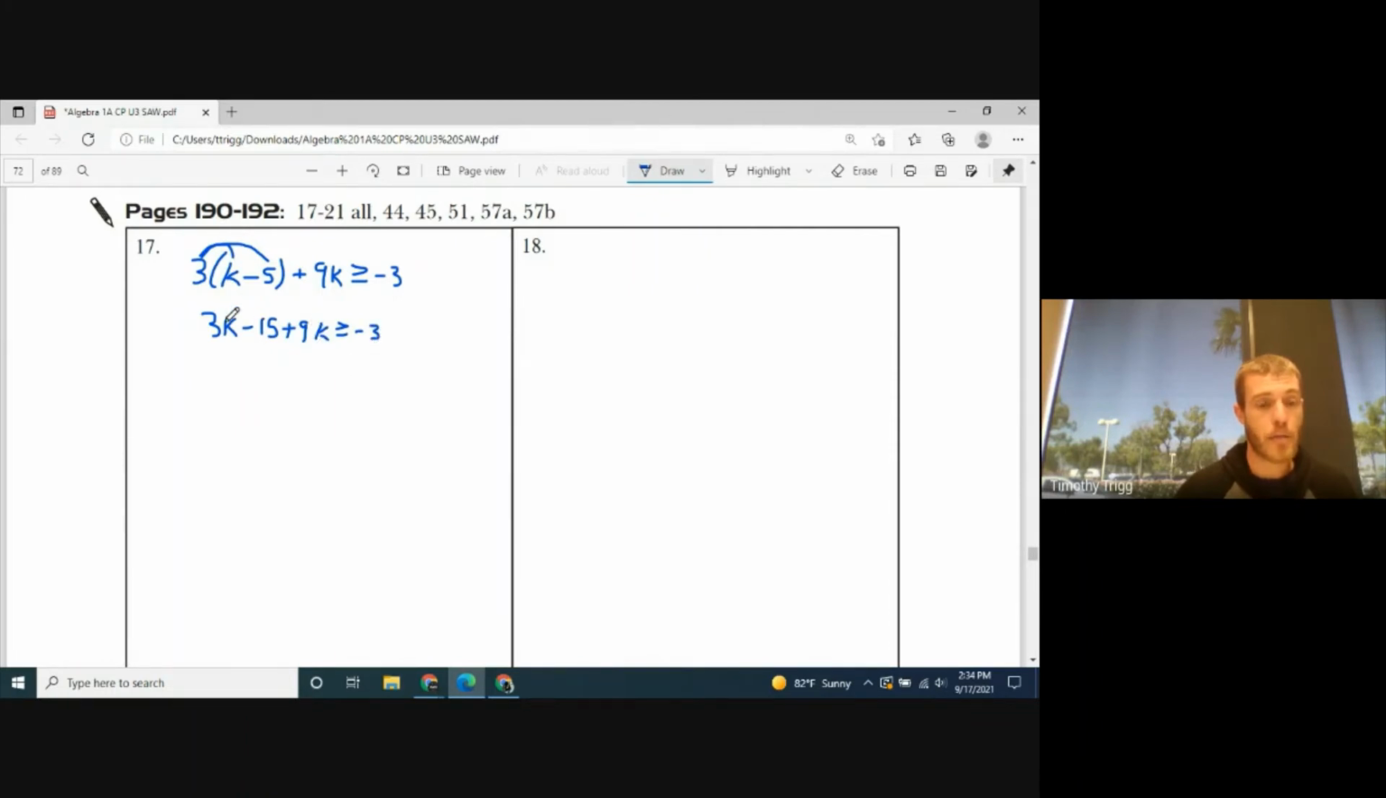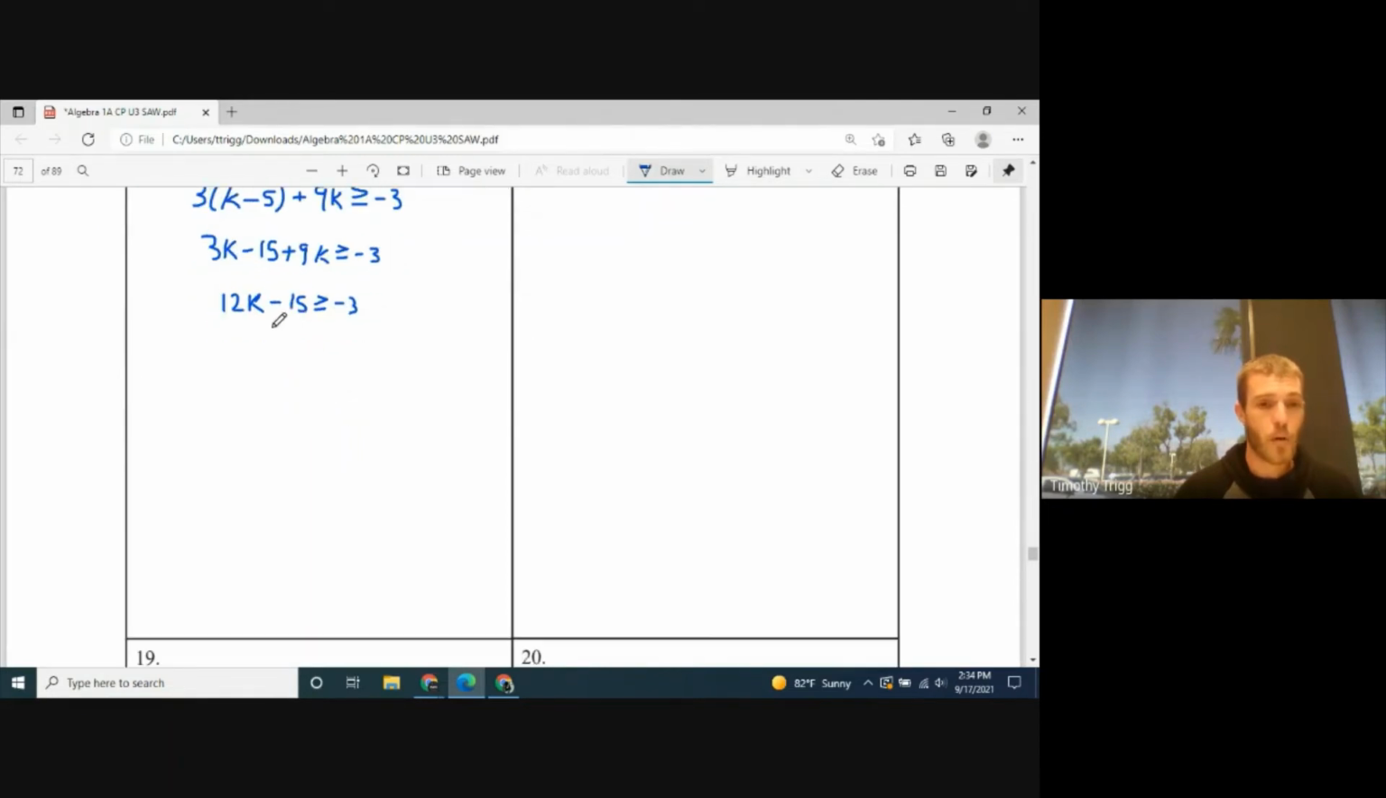We can combine the 3k plus 9k since they're on the same side over here. So that's going to be 12k minus 15 is greater than or equal to -3. We're going to add 15 to both sides of this inequality. That'll give us that 12k is greater than or equal to 12. Dividing by 12 on both sides to get k by itself gives us that k is greater than or equal to 1.